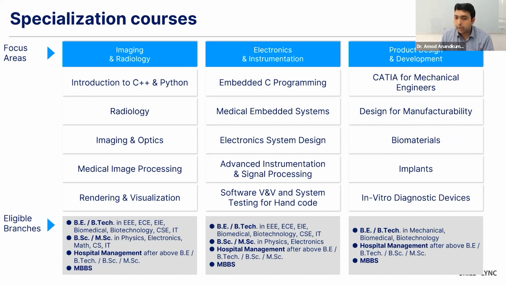In the product design and development specialization, we focus on fundamental knowledge of one of the more popular design tools, called CATIA. And then we talk about how engineers can design products for the medical industry such that they are manufacturable and easier to assemble.